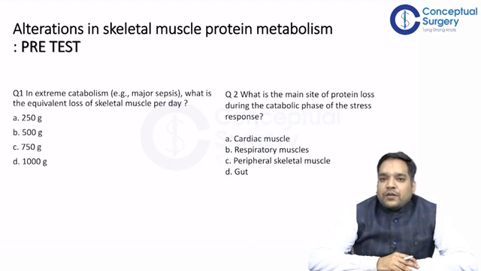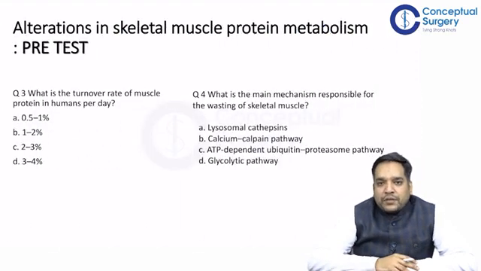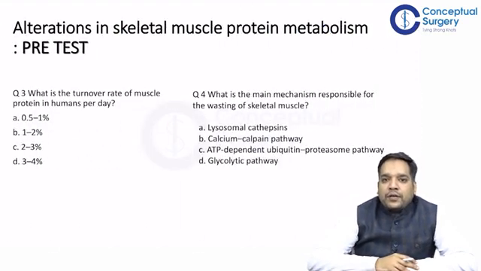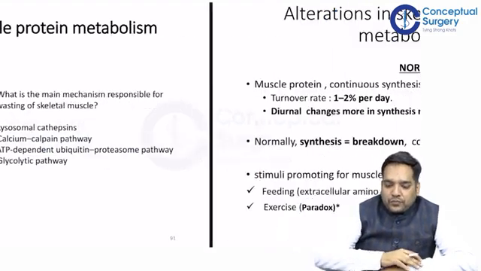Second question is, what is the main site of protein loss during the catabolic phase of the stress response? Cardiac muscle, respiratory muscle, peripheral skeletal muscle or gut muscle. Question number 3, what is the turnover rate of muscle protein in humans per day? 0.5 to 1%, 1 to 2%, 2 to 3% or 3 to 4%. Question number 4, what is the main mechanism responsible for the wasting of skeletal muscle? Lysosomal cathepsin, calcium calpain pathway, ATP-dependent ubiquitin proteasome pathway or glycolytic pathway.